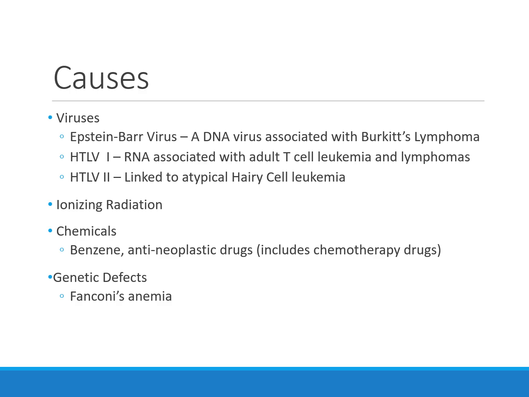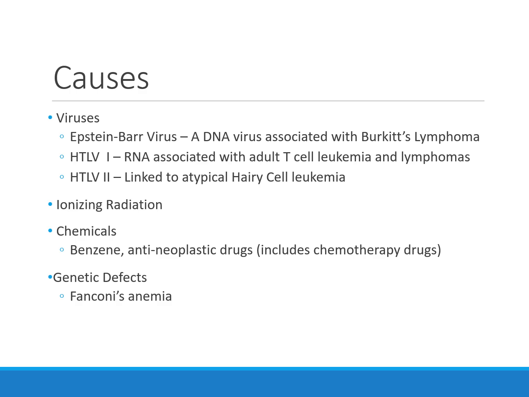There are a couple of other viruses, and this is called human T lymphotropic virus, and that is HTLV1 and 2. Now, HTLV1 is RNA associated with adult T cell leukemias and lymphomas, so it crosses over and infects the T cells, causing them to become abnormal in terms of their proliferation and activity. And then HTLV2 is linked to atypical hairy cell leukemia, and we will get into more detail about all of those further on.